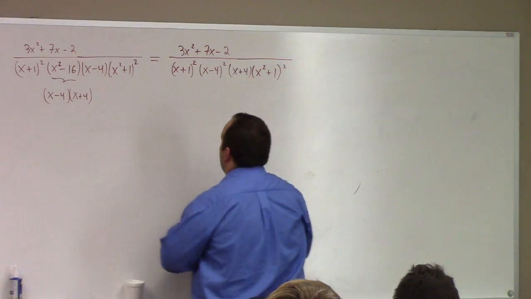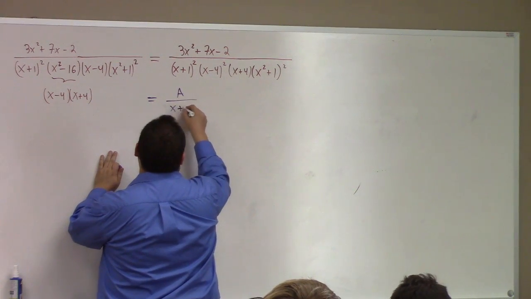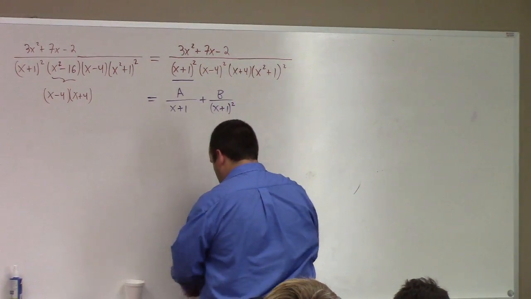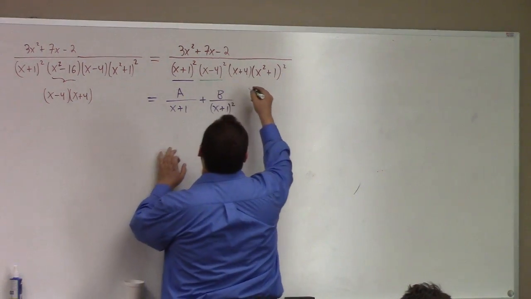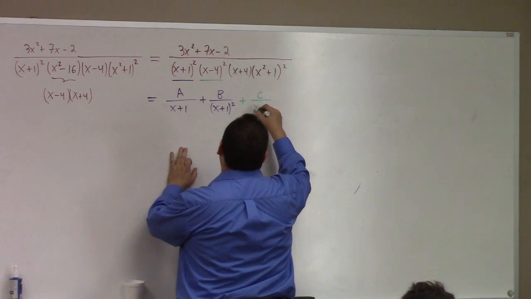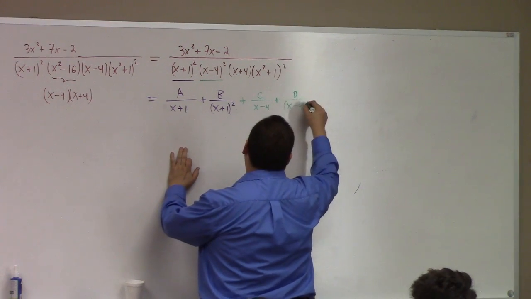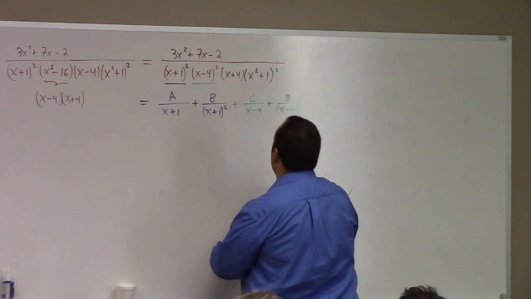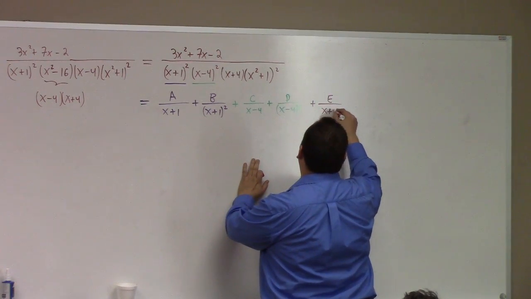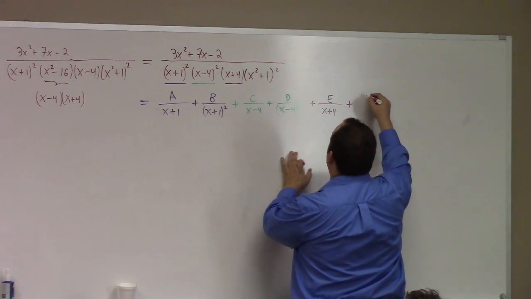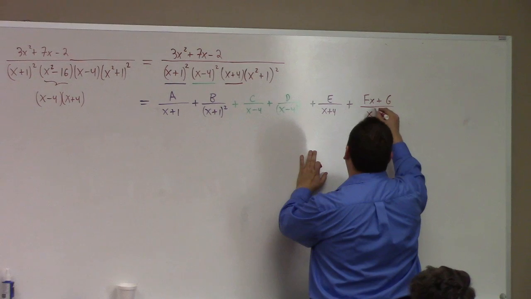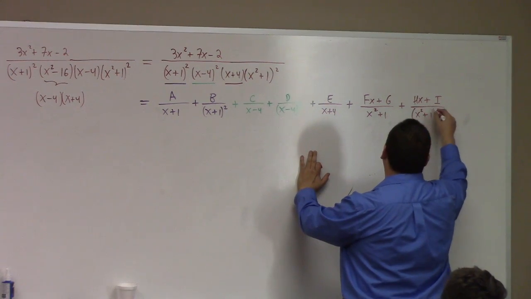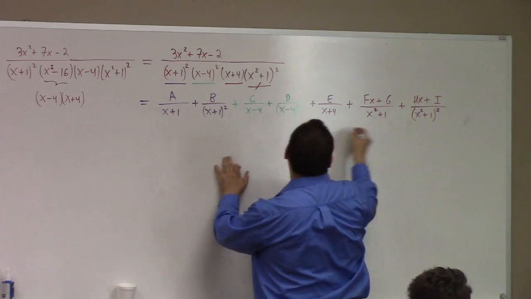And so now I can write down the partial fractions decomposition. This is a over x plus 1 plus b over x plus 1 squared. That takes care of this one. Then I've got from this pretty much the same thing, but with x minus 4. And then what? Plus e over x plus 4. That takes care of this piece. And then for the last one, I've got myself an fx plus g over x squared plus 1 plus hx plus i over x squared plus 1 quantity squared. And that's all from this guy.